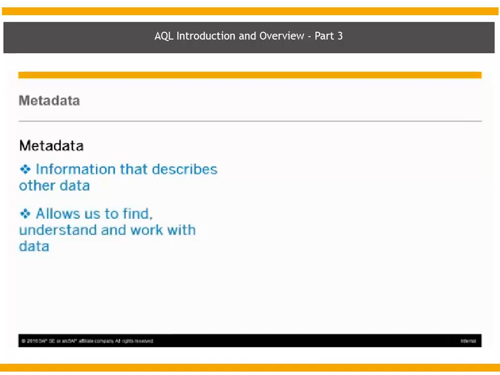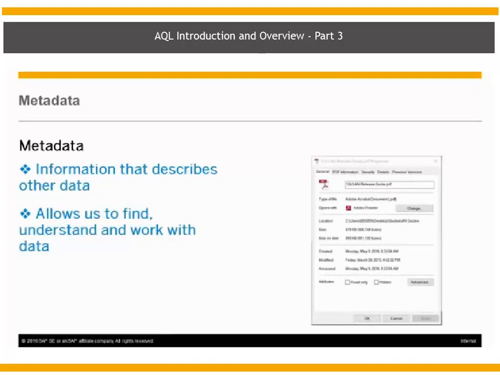An everyday example of metadata would be the properties of a file. When viewing the properties, you can see the date it was created, the date it was modified, its title, author, size, and the file type, among other pieces of information about the file. This is data about our data.